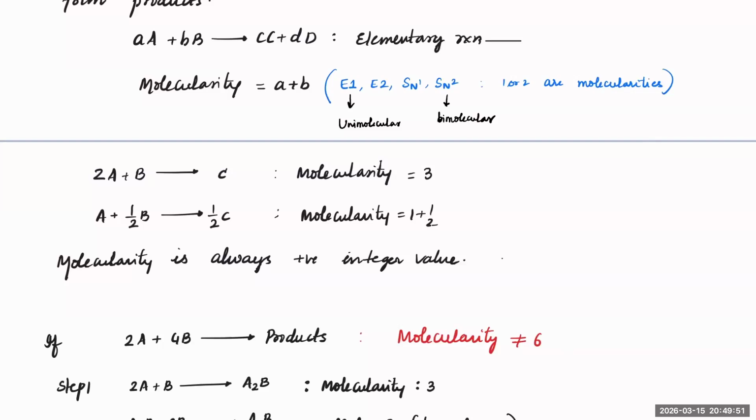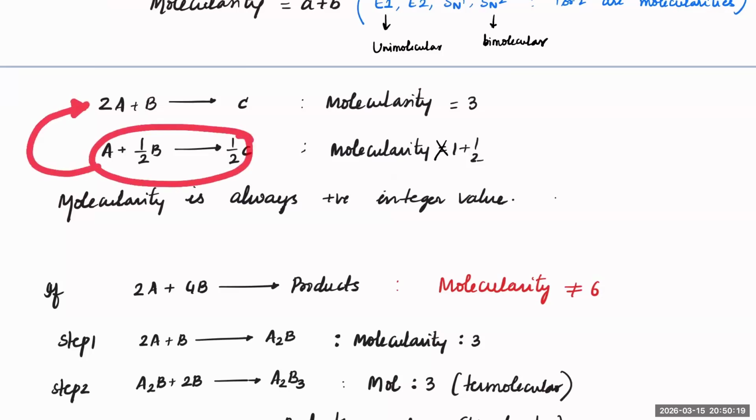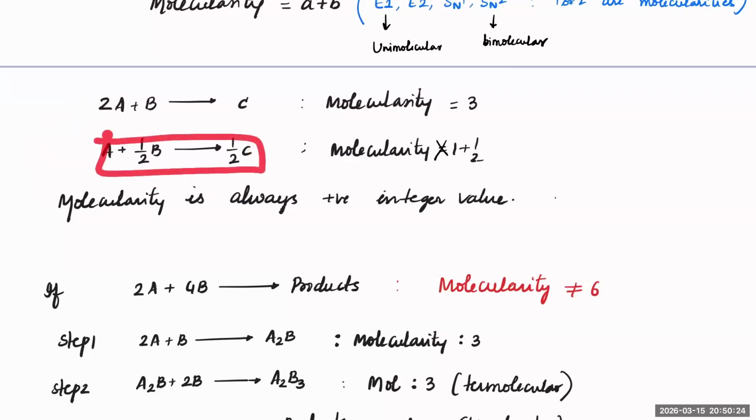Clear? So suppose you have 2A plus B giving C, then I can say the molecularity is 3, correct? But if I have A plus half of B giving half of C as a reaction, I can't say that the molecularity is 1 plus 2. This would be incorrect. Because molecularity is always a positive integer value, I first need to convert this equation back into that kind. Got it? Hence, this way of expressing the molecularity as 1.5 is incorrect.